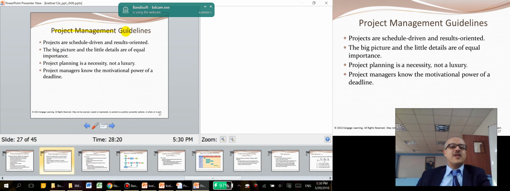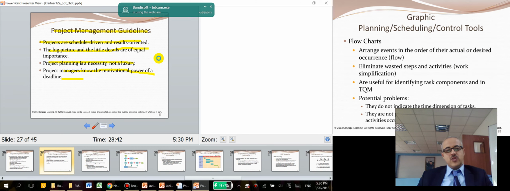We've got these project management guidelines. Projects are driven by the big picture, and project planning is necessary, not a luxury. And project managers know the motivational power of a deadline. Do you guys know what we mean by the motivational power of a deadline? You tell people you have a deadline tomorrow, people work hard to achieve that, right? So that's what we do with project management.